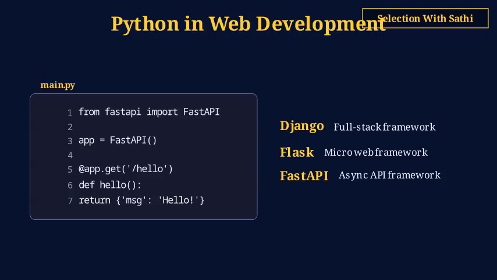Flask is a lightweight micro-framework perfect for small apps and APIs. FastAPI is the modern choice. It supports async operations and generates API documentation automatically. In fact, our own Selection with Sathi backend is built with FastAPI.